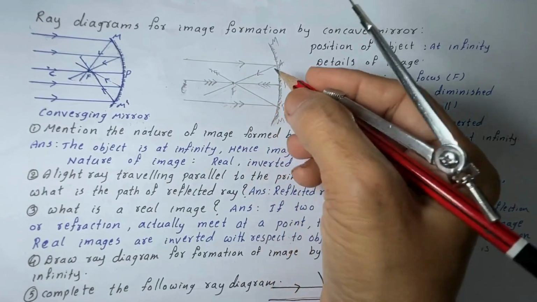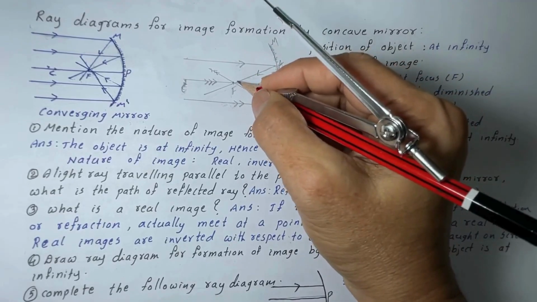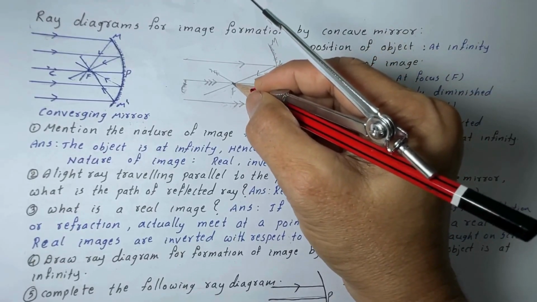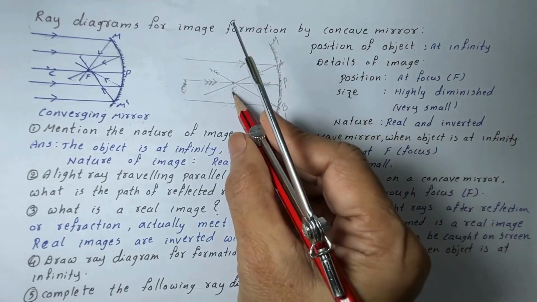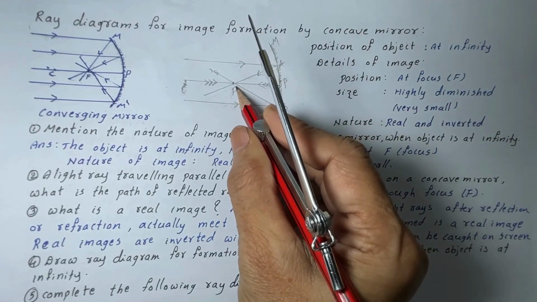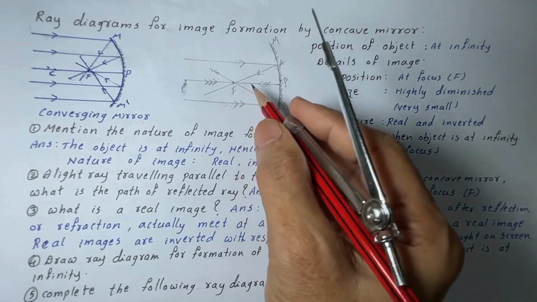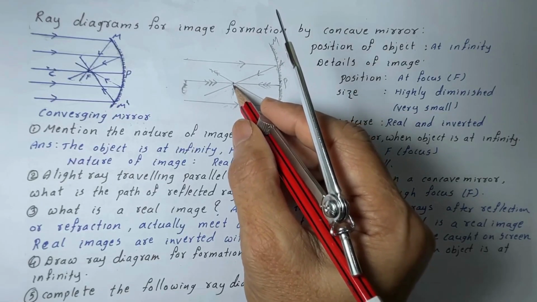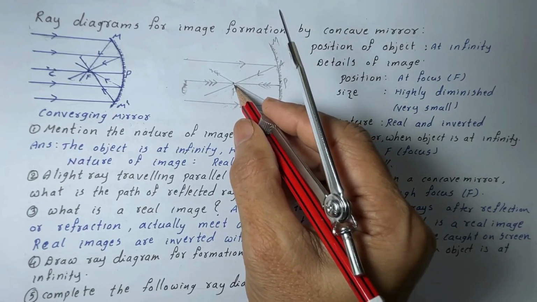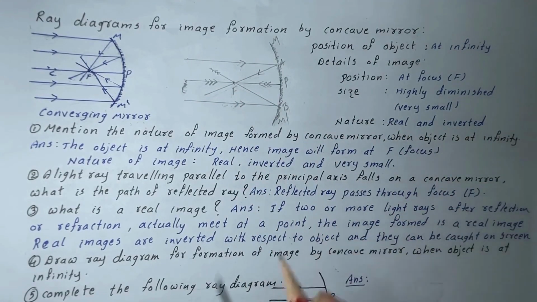Now these three reflected rays actually meet, intersect or converge at one point, forming the real image. So at point F, a real image forms, and real images are usually inverted images. So this image is an inverted image, and when you see its size, it is a very small image, almost point size. Now based on this concept, let us do questions and answers.